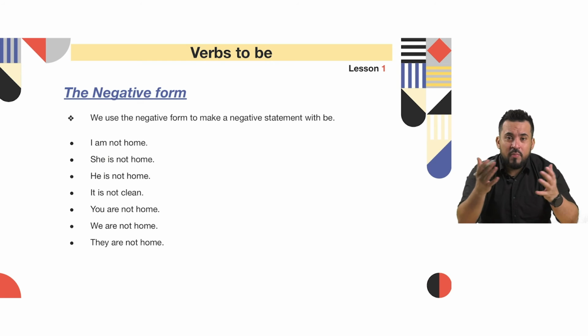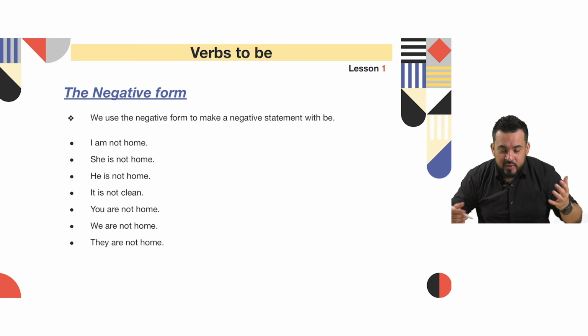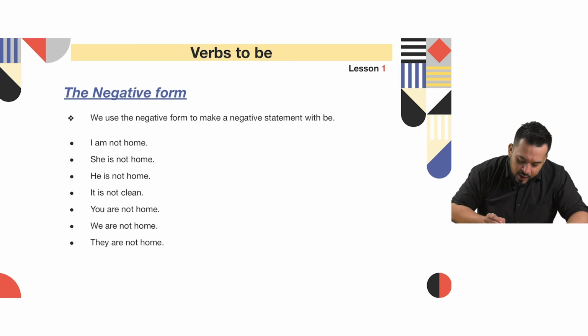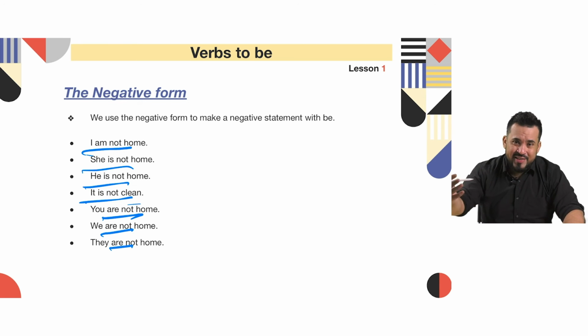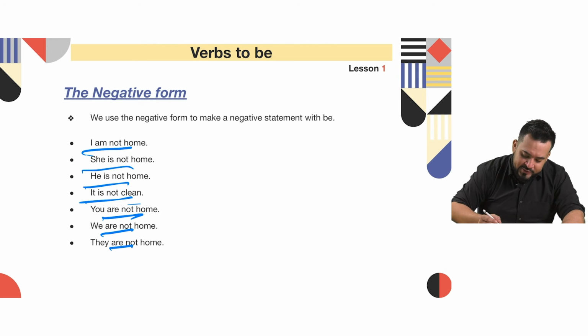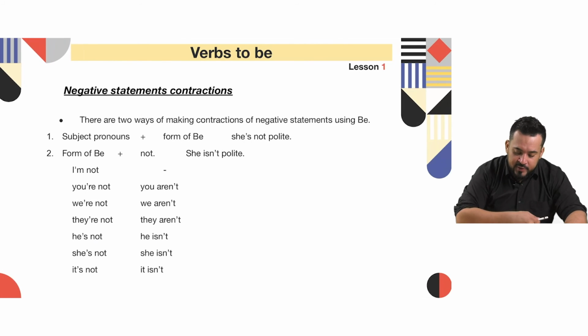Okay, so now let's talk about the negative form of verb to be. Basically, the negative form, we just add not. I am not, you are not, she is not, he is not, it is not, you are not, we are not, they are not. For I, we always use am and then we add not. He, she, it, we use is, then we add not. For plurals, you, we, they, we put are and then we add not.